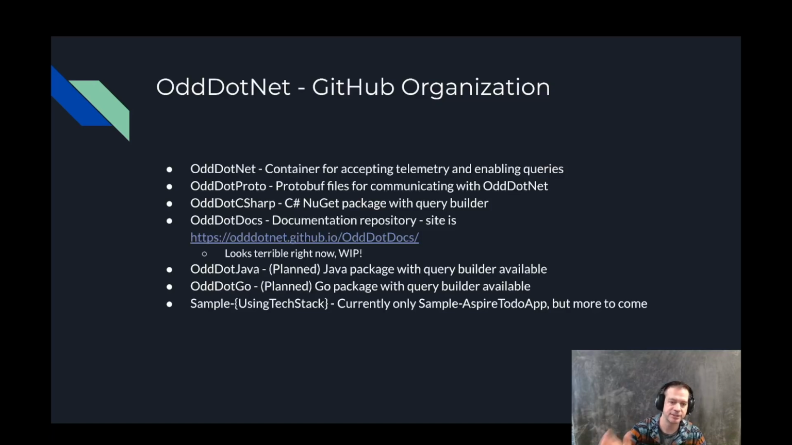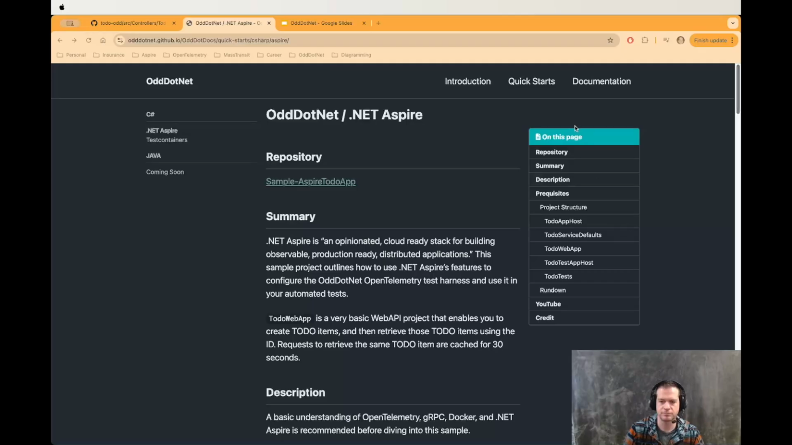And then lastly, you'll see a repository in there. Currently, there's just the sample Aspire to-do app. I plan on having other sample repositories. The idea behind each one of these is it will demo a specific piece of functionality that odd.net provides. So with that brief summary overview, I think it's time to dive into the demo application itself.